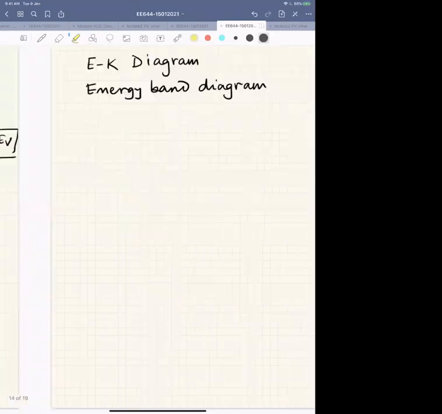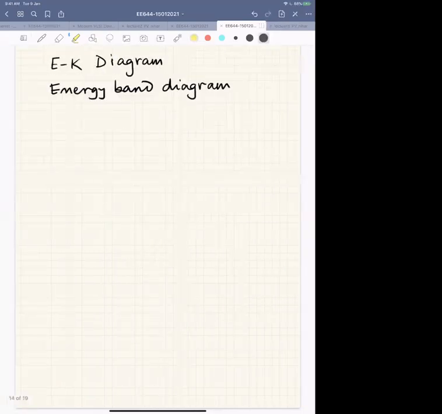Before going to the topics in this class, I want to discuss the EK diagram and the energy band diagram. There is a difference, because many times students mix up the EK diagram and the energy band diagram. These are two different diagrams, right? They are not the same.